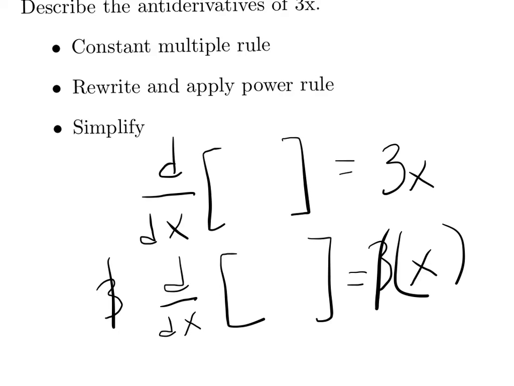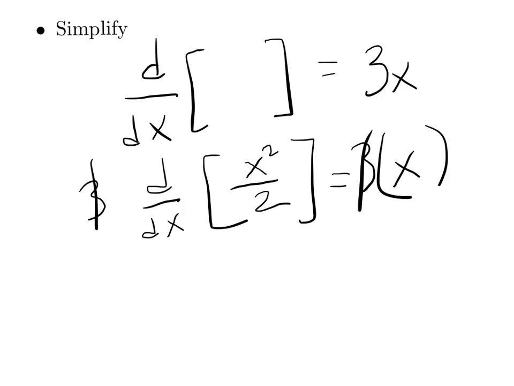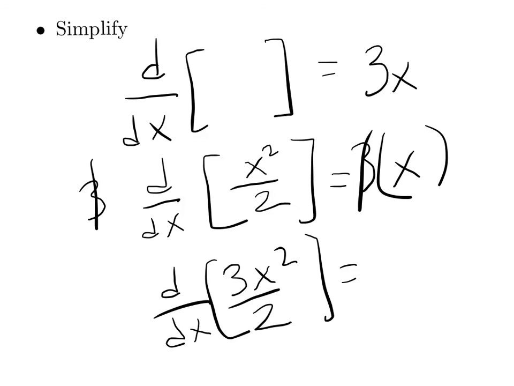Okay, so the derivative of what gives me x? Stop and answer the question I'm asking. Okay, the derivative of what gives me x? X squared over 2. Okay, x squared over 2. So now we can plug back in the 3 and know that 3x squared over 2, the derivative of that will give us 3x. Okay, any questions? All right.